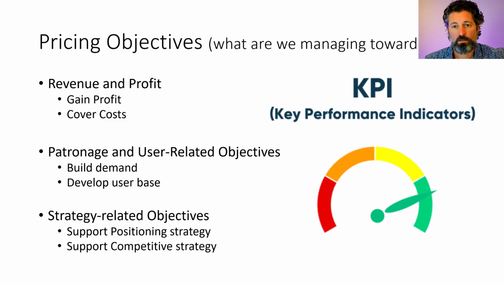All right. So something to think about when setting a price is what are we managing towards? We always want to be very mindful of our KPIs and what we're managing towards when we're setting a price. They can be several categories. We can think about revenue and profits. We can also think about patronage and user-centered objectives. This is like that .com model where maybe we want to price a little lower than would be ideal from a profit perspective, but it allows us to build a bigger user base, with the idea that we can extract money from that user base at some point in the future.